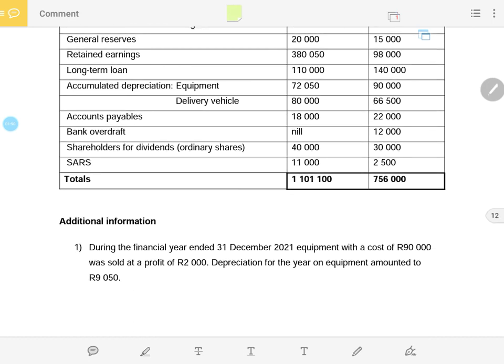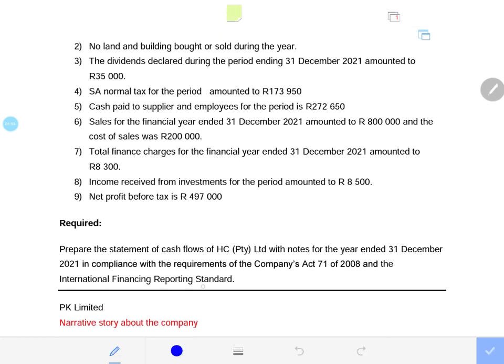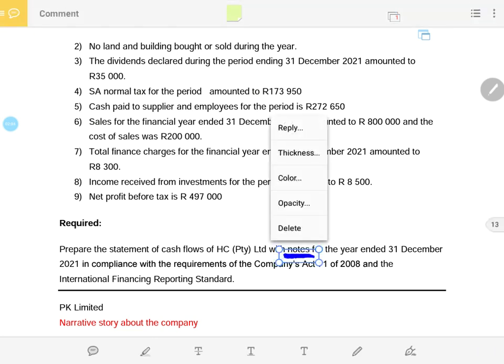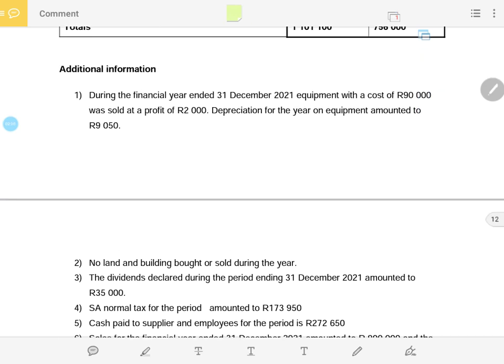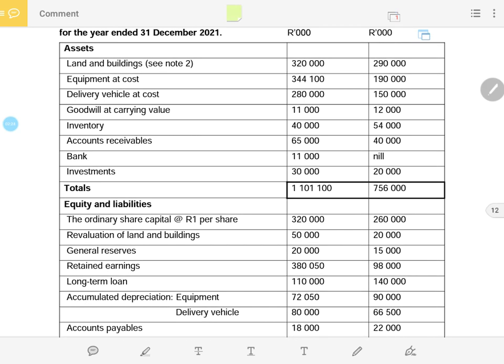Now we are required to prepare the statement of cash flow of Happy Children Ltd with notes. Most of the time I do ledger accounts instead of notes. At the end of the day, it is still called notes, but I'll be showing both the ledger account and how you can convert a ledger account into a note. So now I will be doing the statement of cash flow, analyzing the information that we are provided, and see how far we go.